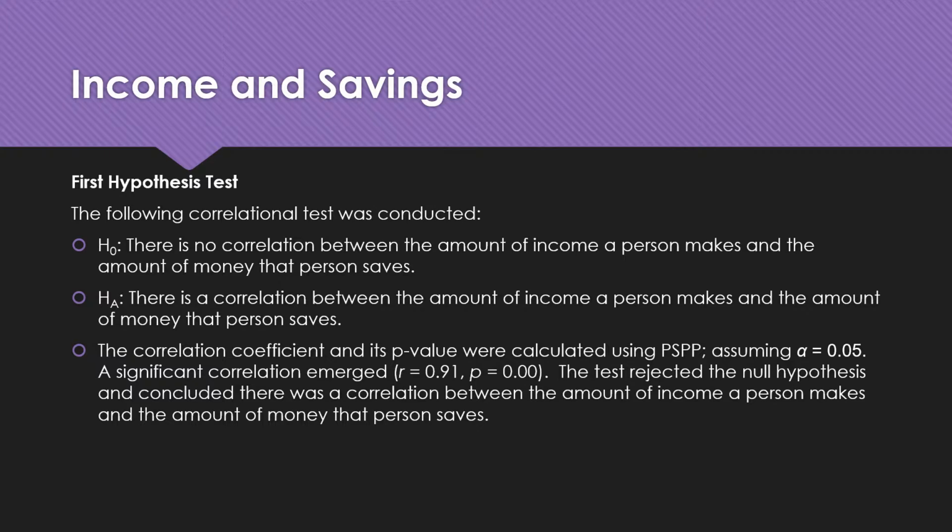After running a bivariate correlation analysis through PSPP and assuming that the alpha equals 5%, the correlation coefficient of 0.91 was significant and proved to be a positive and almost perfect linear correlation. The null hypothesis was rejected and the alternative hypothesis accepted. Income and savings has a strong correlation.